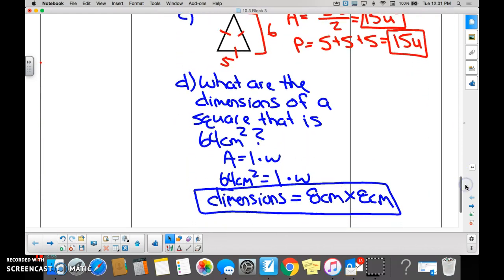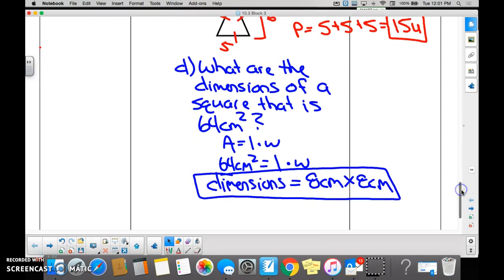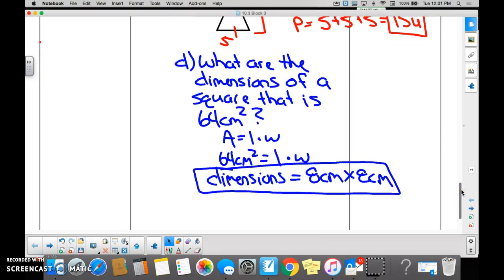And then missing dimensions. What should you always do when you are solving a problem like this? What do you think is the most important thing to do?